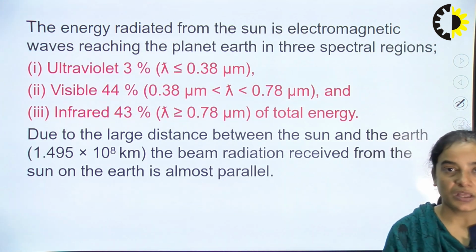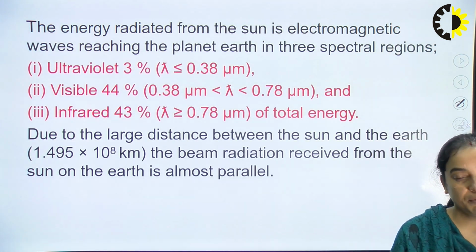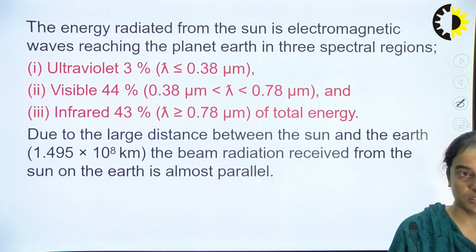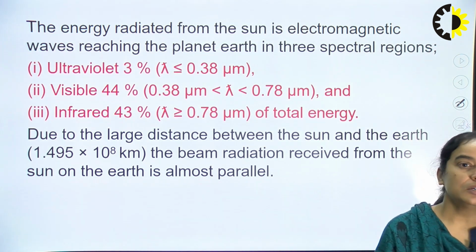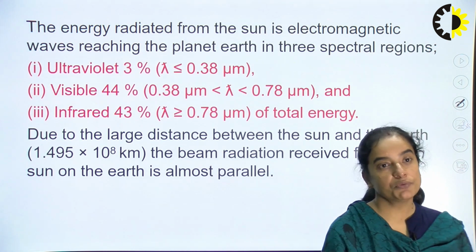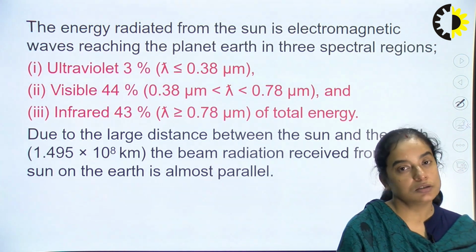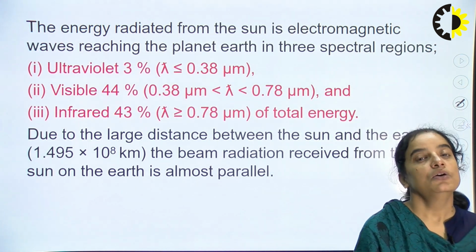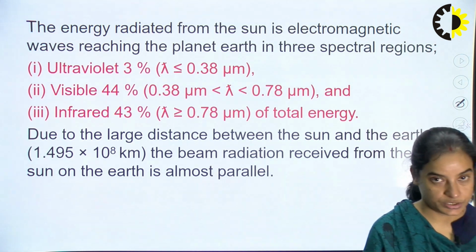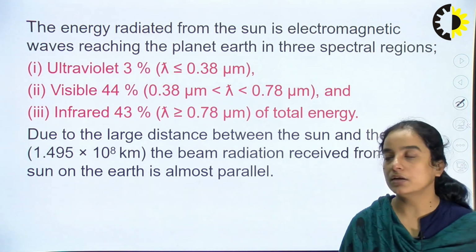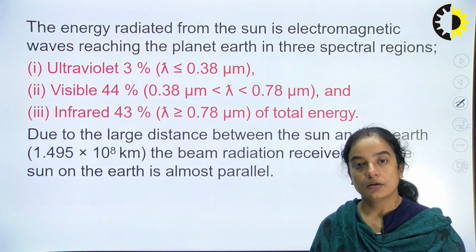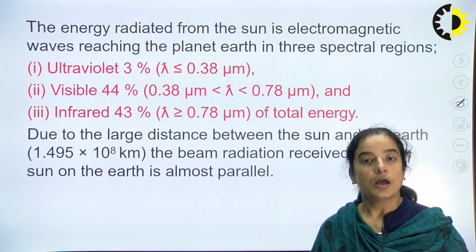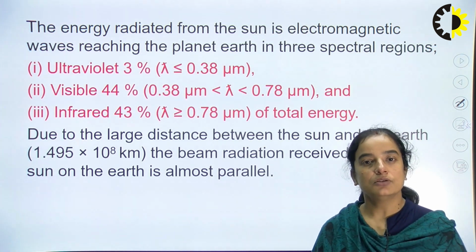As we know, between Earth and Sun there is a large distance, around 1.5 x 10^8 kilometer. Due to the large distance between Sun and Earth, the beam of radiation received from the Sun on the Earth is almost parallel. The solar radiation that is being generated from the Sun and received at the Earth is almost parallel.